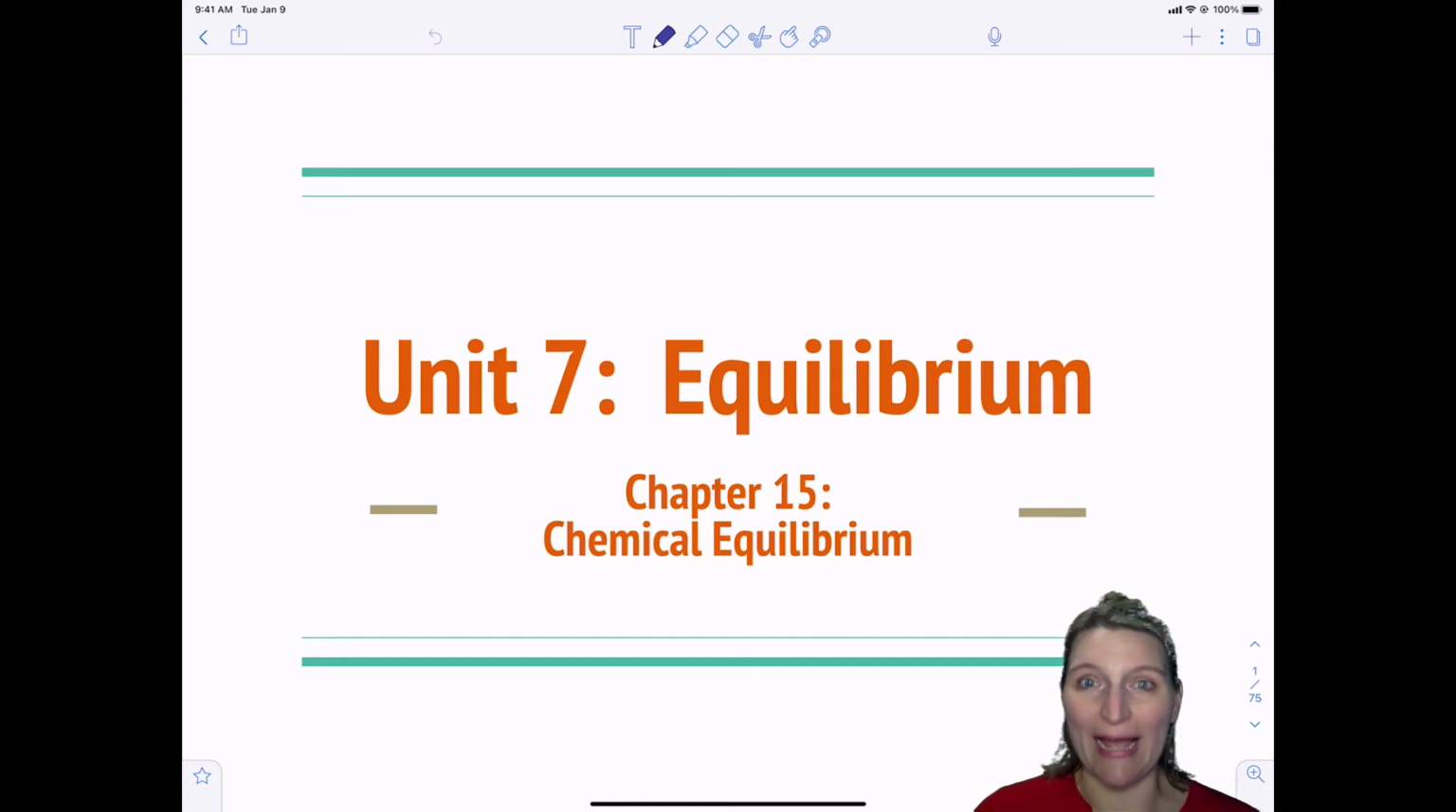Hi, so welcome back. We are starting a new chapter today, a new unit, and the unit that we are doing is equilibrium. This will really carry over a lot into the next unit, which is on acids and bases. So a lot of what we learn here, we will use also in that chapter.